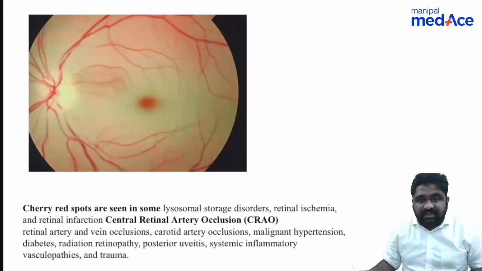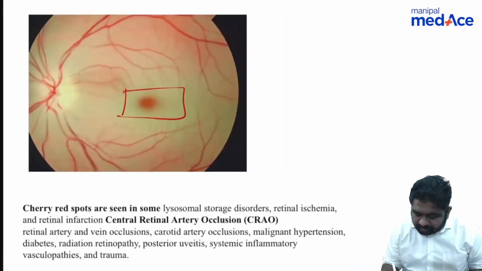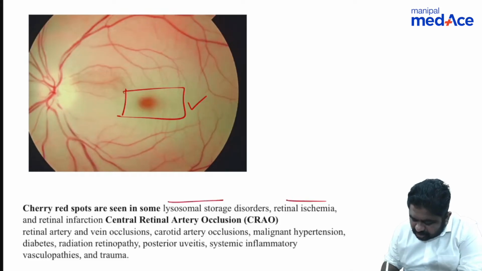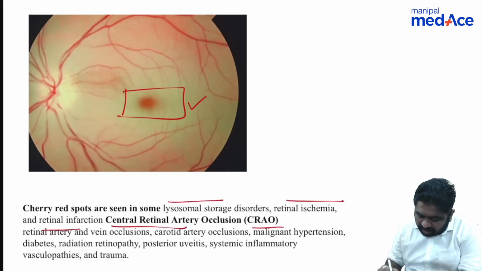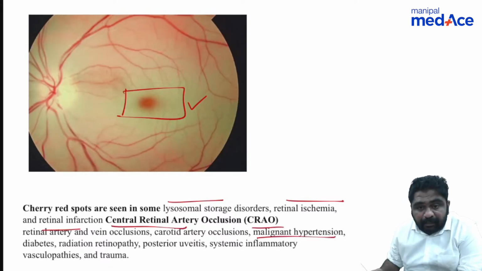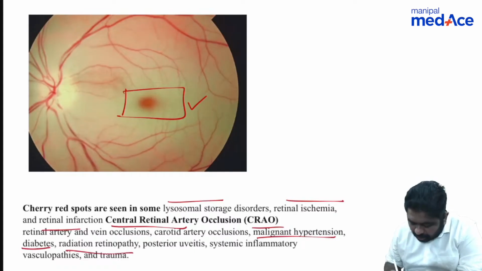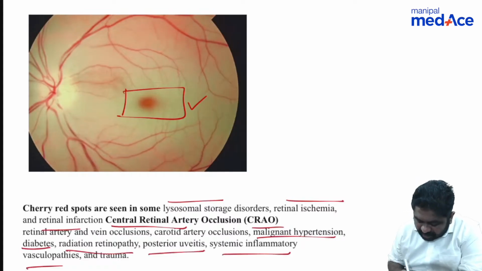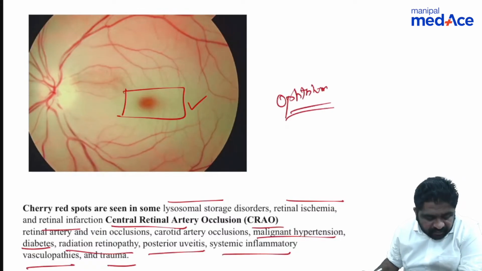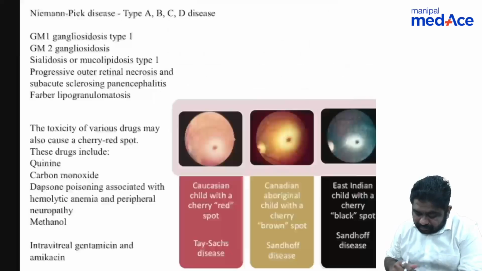Now look at this. This is how cherry red spot looks. This is the cherry red spot. And these are seen in lysosomal storage disorder, retinal ischemia, retinal infarction, central retinal artery occlusion. Apart from that, you can also have this cherry red spot in malignant hypertension because of bleeding, diabetes, radiation retinopathy, posterior uveitis, systemic inflammatory vasculopathies, and trauma. This is important for ophthalmology MCQs, so make sure you remember this very clearly. Okay.